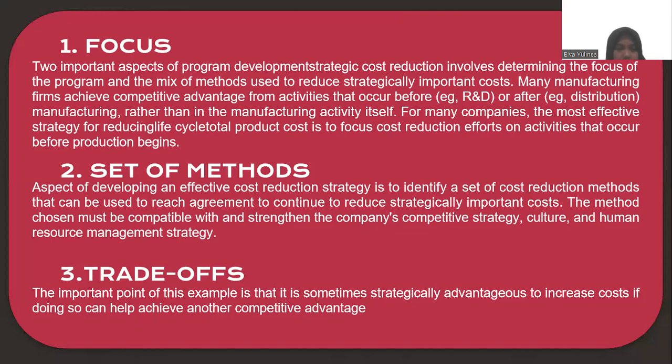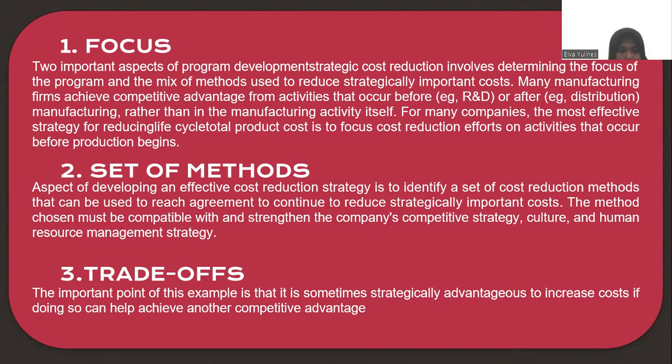One, focus. Two important aspects of program development for strategic cost reduction involve determining the focus of the program and the mix of methods used to reduce strategically important costs. Many manufacturing firms achieve competitive advantage from activities that occur before or after manufacturing, rather than in the manufacturing activity itself. For many companies, the most effective strategy for reducing life cycle total product cost is to focus cost reduction efforts on activities that occur before production begins.